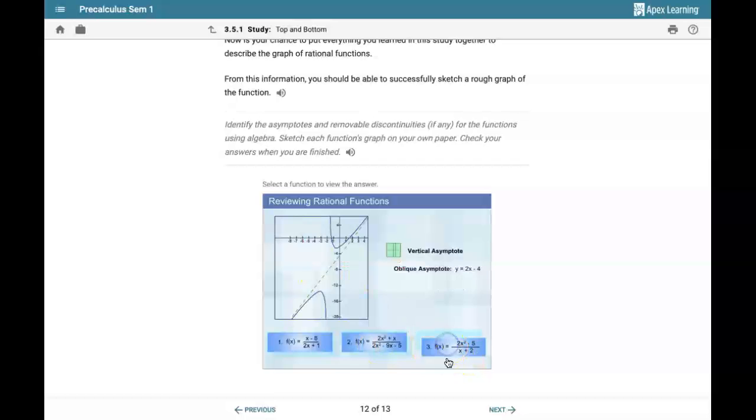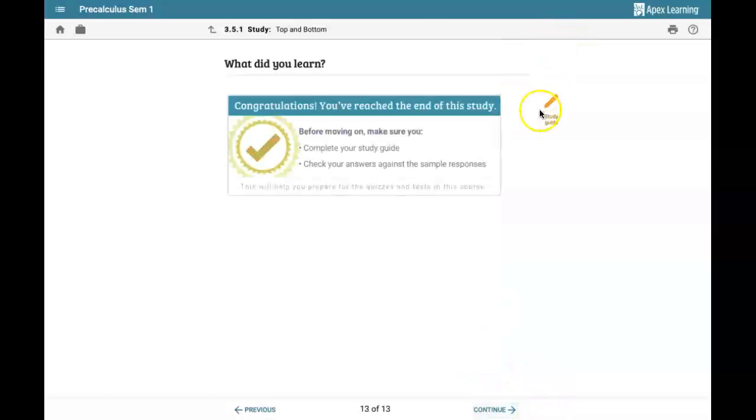For the next one, I've got an x squared on top and an x on the bottom. For my oblique asymptote, what I had to do is factor and find the line that's left. When I take x plus 2 out of the top equation, I'm left with 2x minus 4. That's where my oblique asymptote is going to be. Then my vertical asymptote is no different: x plus 2, what's going to make that equal to 0? That's going to be -2. So looking at the answers to our study guide here.